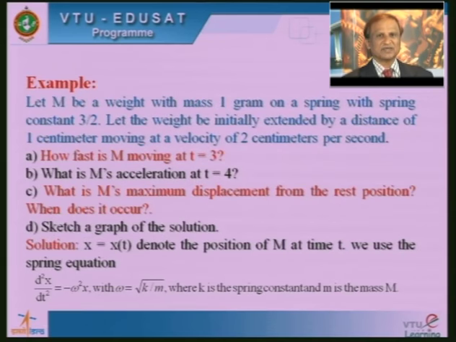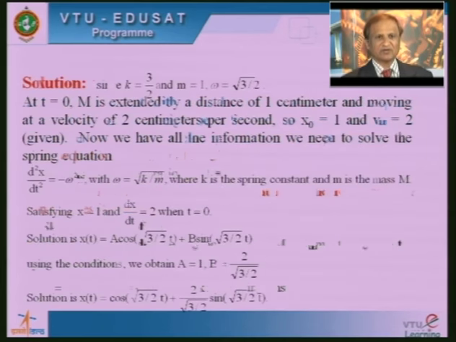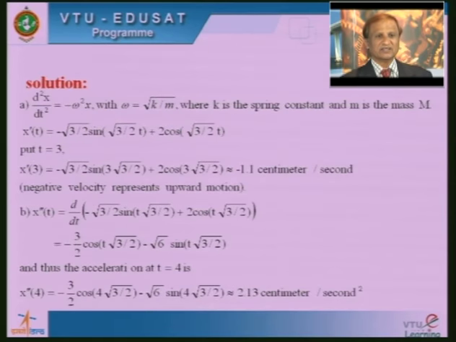So, what is the second part? What is m's acceleration at t is equal to 4? Now I want to calculate acceleration. We know that acceleration means we can calculate the second derivative. Just now I have obtained the first derivative of the solution, so now I want to differentiate this equation one more time.